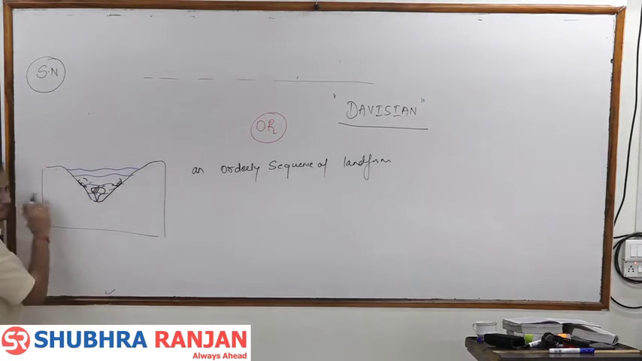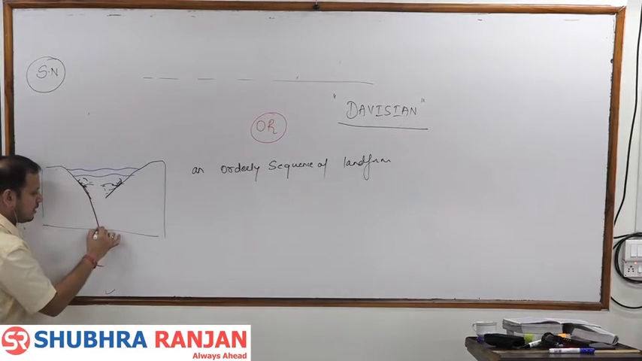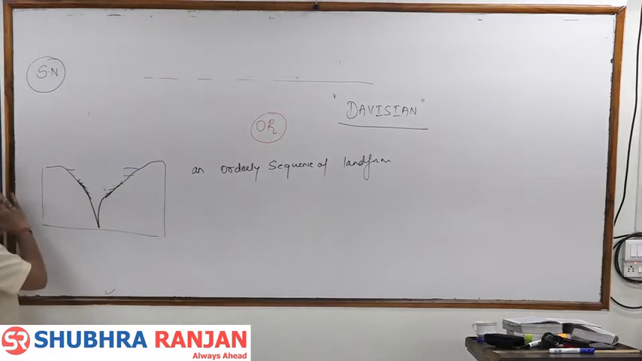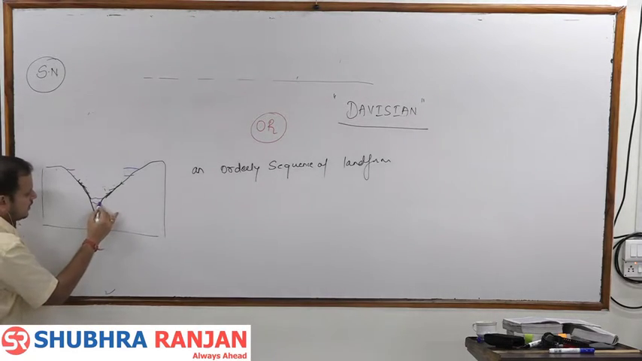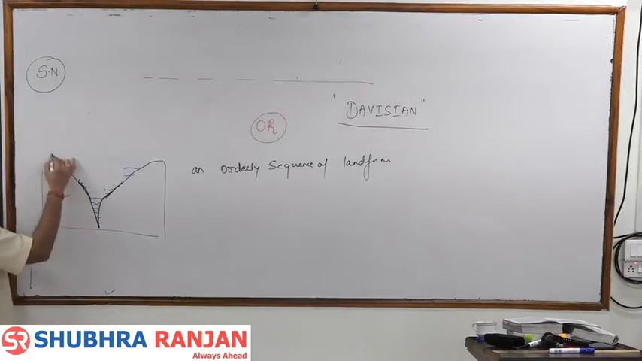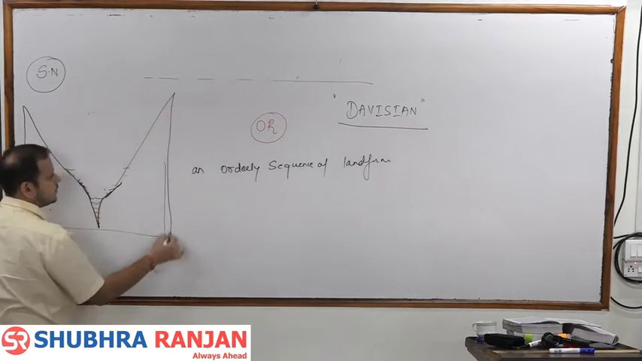So what is going to happen over a period of time in the youthful stage: this valley will become very, very deep, and water now will be flowing at the depth of a valley. You will see this in the Himalayas. The valley is very deep. On its side, this is basically a mountain. This is basically a mountain.